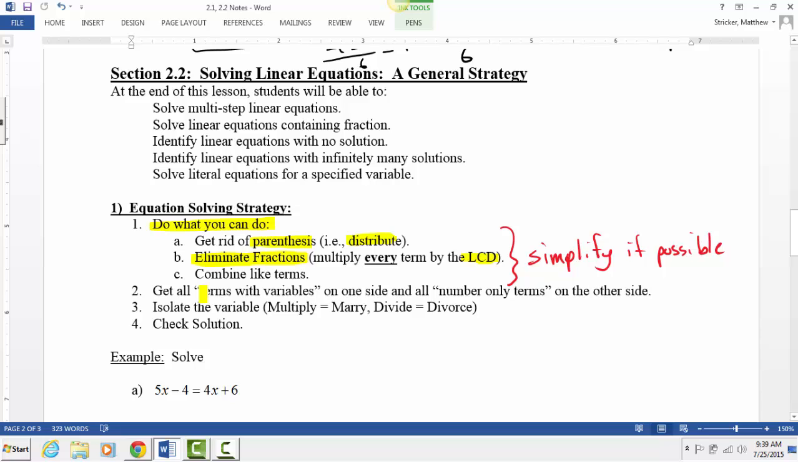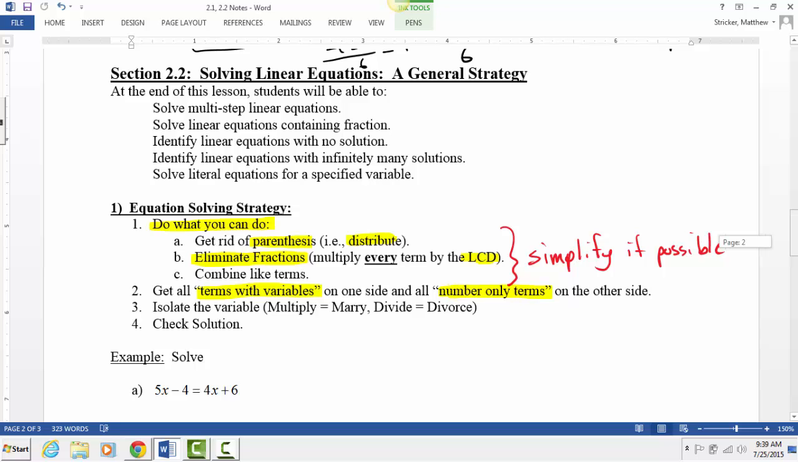We want to get the terms with variables on one side and the terms with numbers only on the other side. So if our linear equation has x's, we want to get all the x terms on one side and anything that doesn't have x's all on the other side. And that's step 2. The third step is now we're going to isolate the variable.